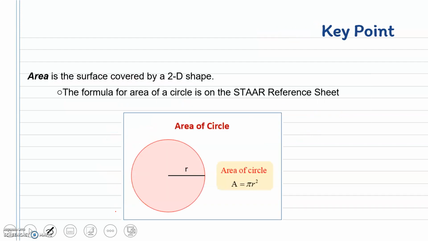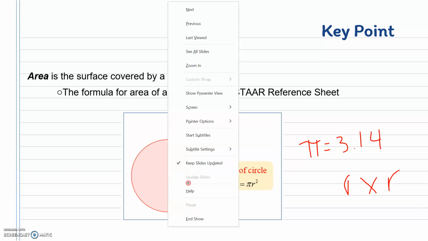So our very first key point is area is the surface covered by a 2D shape. When we're looking at our quizzes or anything in that nature, you will see your STAR reference sheet provides you with the area of a circle. The area of a circle is pi, which we should remember is equal to 3.14, times the radius squared. Okay, so radius times radius. And remember, the radius is from the center of our circle to the edge.